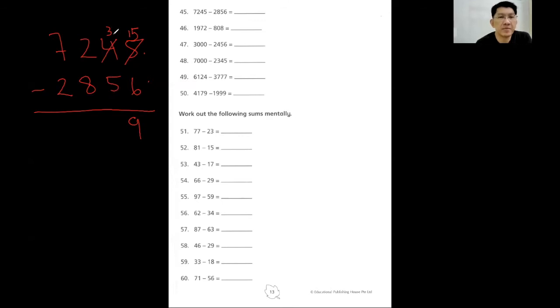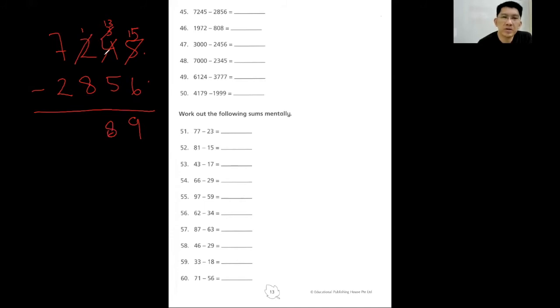3 minus 5, 3 is smaller than 5. We can't do that. Let's borrow 1 from here, leaving you only 1. Now, 3 gets 10, becomes 13. Okay, 13 minus 5 is 8.